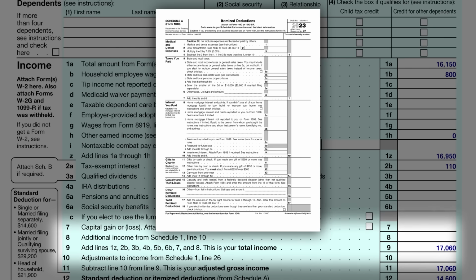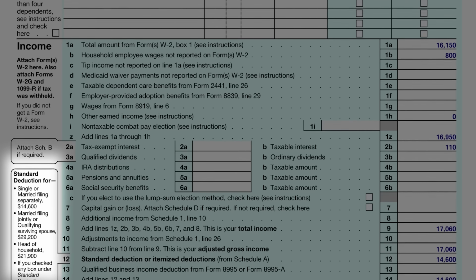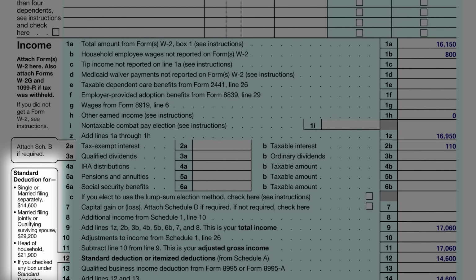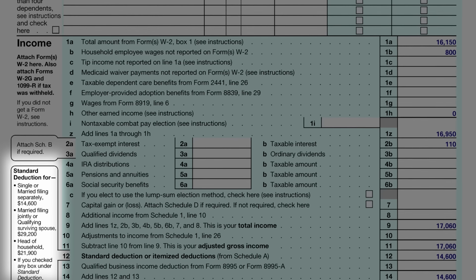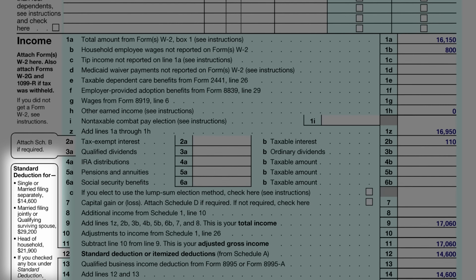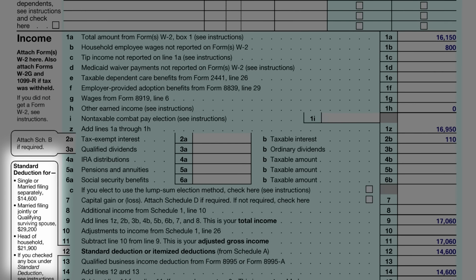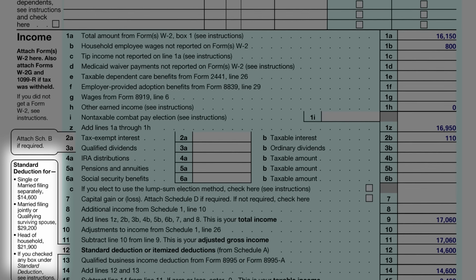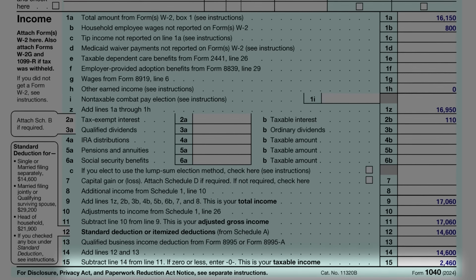Now, let's look at the standard deduction versus itemized deductions. The standard deduction is a flat amount that lowers your taxable income, while itemized deductions are based on actual expenses, like mortgage interest, medical costs, and charitable contributions. The IRS adjusts the standard deduction each year for inflation, so be sure to check the latest numbers for your filing status. John took the standard deduction because it was the better option for him.